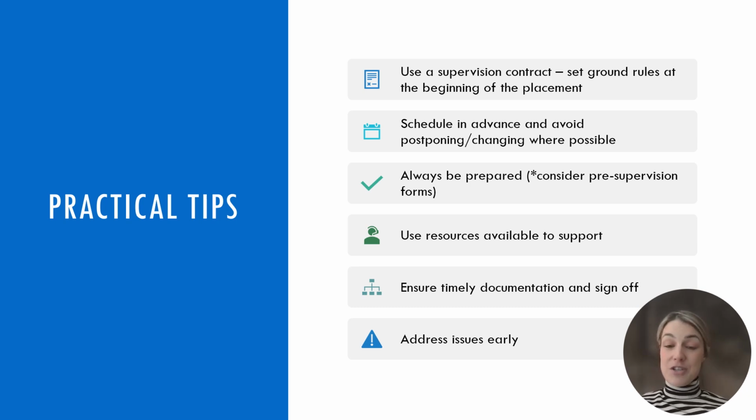So if there are issues in terms of competency development and competency, that these issues are flagged, they're discussed, and they're documented as timely as possible, and that support is obtained from the university-based practice education team.